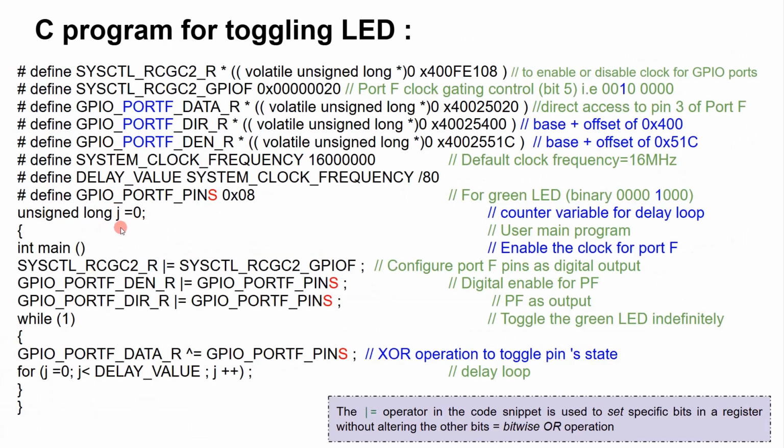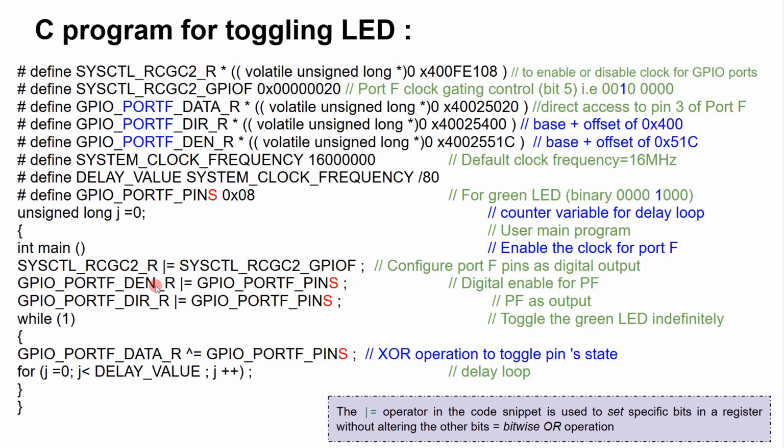Then we specify a variable. We want it to be unsigned, j equal to 0. This is specifically meant for the delay loop. Then we need to do the configuration. Whatever GPIO port F clock we want, we need to configure it, right? So that is why we make use of this particular symbol, which corresponds to setting specific bits, and it is like performing the bitwise OR operation. So that is why we are doing ORing.